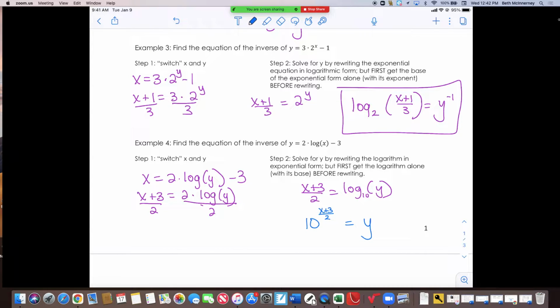This is the answer. So my base is my base. The answer to a logarithm is the exponent. So my exponent is x plus 3 over 2. Then the last thing I like to do is tidy that up and call it y inverse.